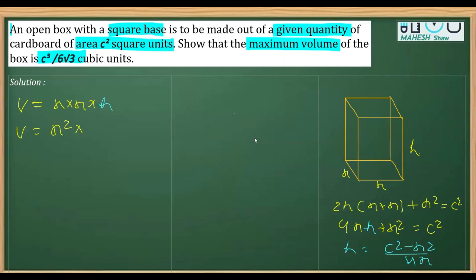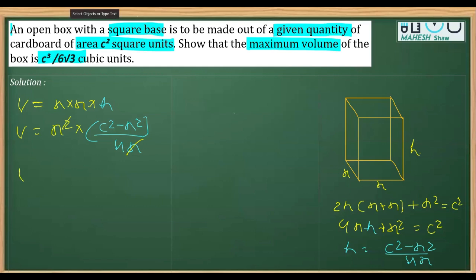And as I said, I'm going to replace this h, and h we found out to be c squared minus x squared over 4x. So if I open this bracket, applying the distributive property, it is x squared multiplied by c squared minus x squared over 4x. On multiplying, it becomes c squared times x, and x multiplied by x squared is going to be x cube, all divided by 4.